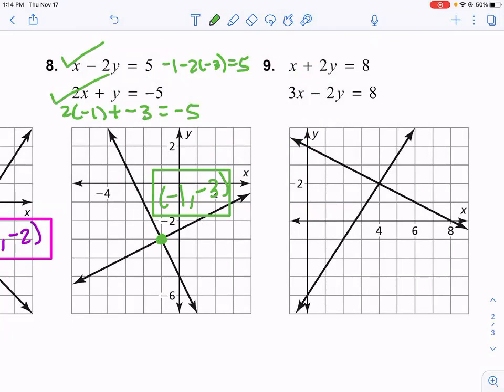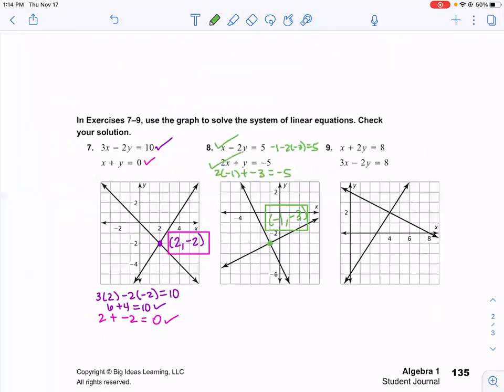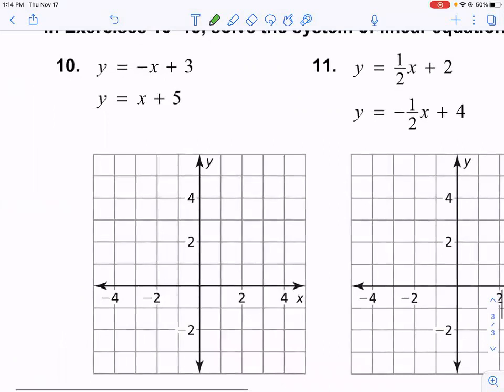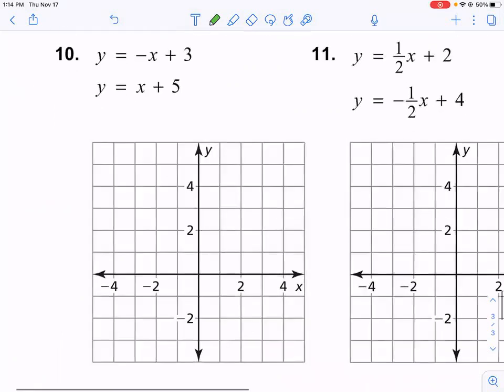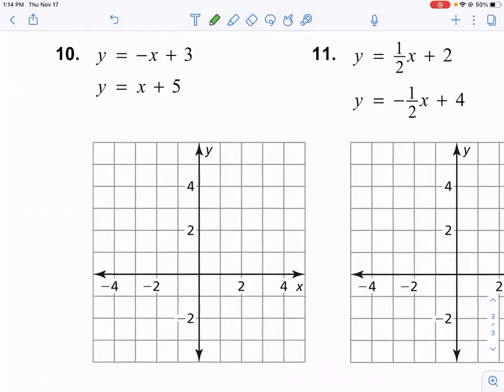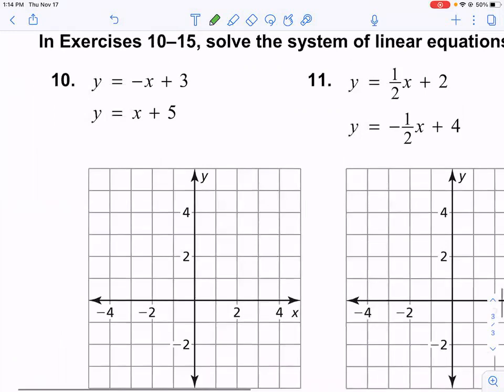Let's go ahead and do the graphing ourselves. So go ahead and turn to the next page. Look at number 10. Now number 10, what form are both of these linear equations in? Ah, that's nice. y equals mx plus b. So I'm going to graph this first one in orange. The y-intercept.